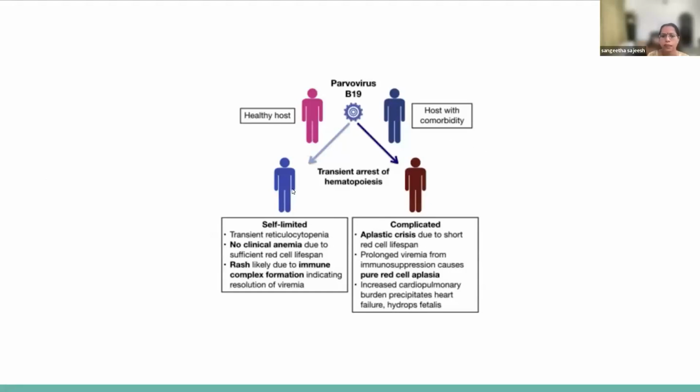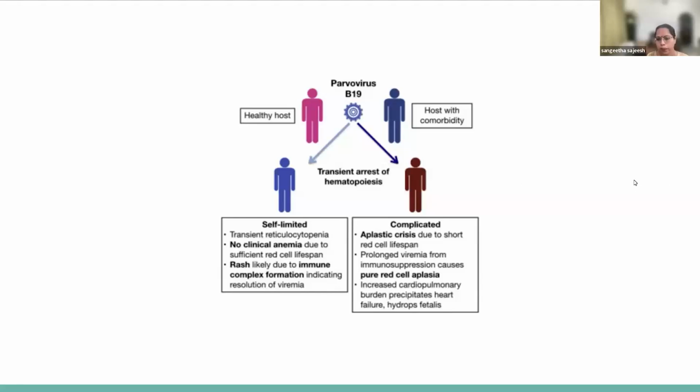So Parvovirus B19 in a healthy host, as I said, is a self-limited event. There could be transient reticulocytopenia. There could be no clinical anemia because we have a sufficiently long red cell lifespan of 120 days. So within the short span of viral infection, it may get unnoticed. And the rash and arthralgia could occur due to immune complex formation, indicating resolution of viremia.